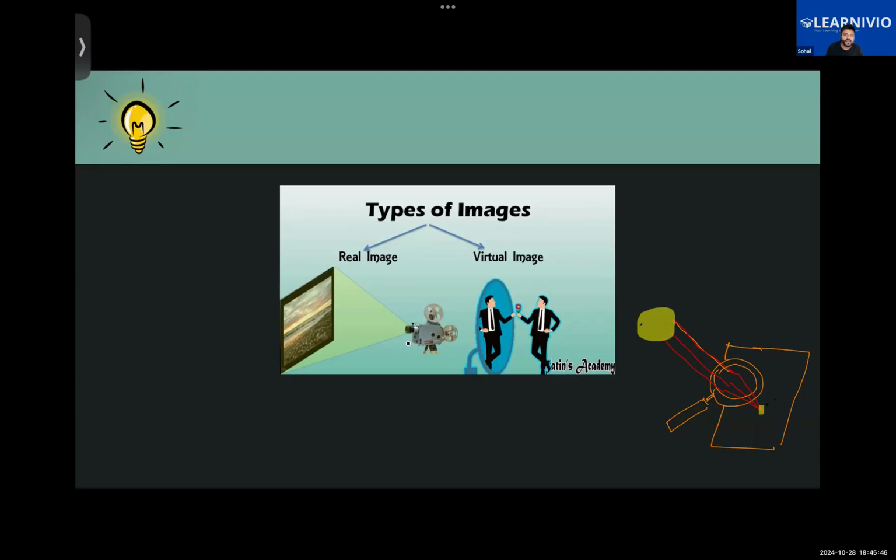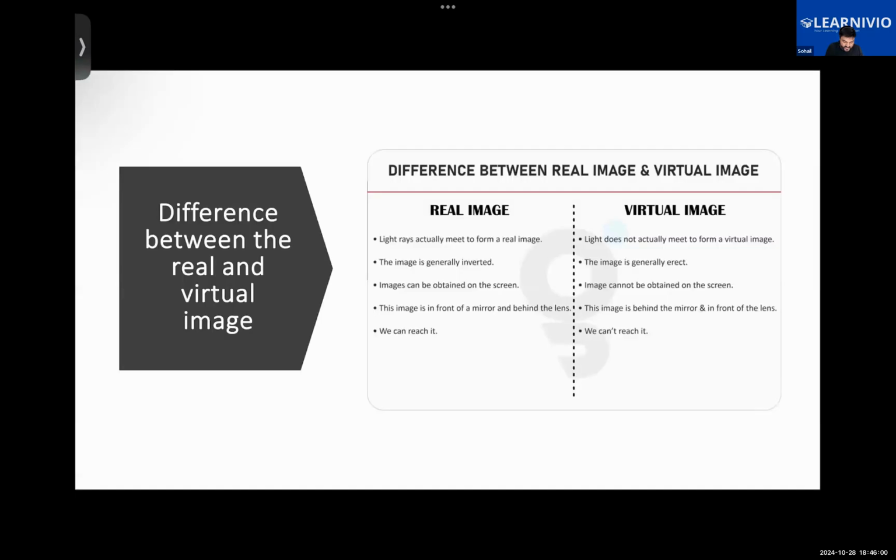Later on we'll learn that there are two types of lenses: concave lenses and convex lenses. Convex lens, later on we'll be learning about that. I won't be touching that topic right now. So we are learning about the fundamental differences.